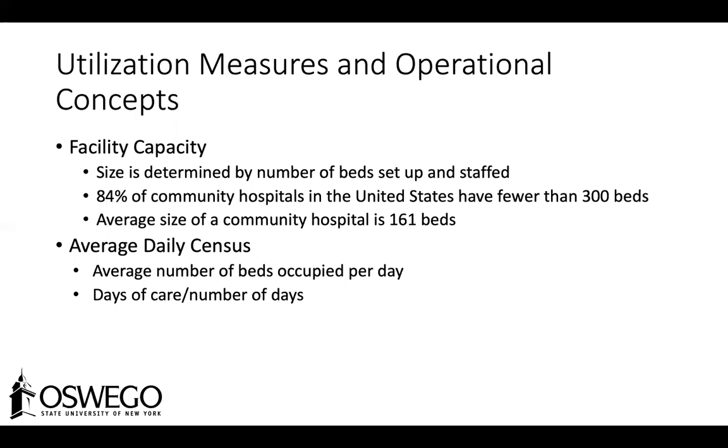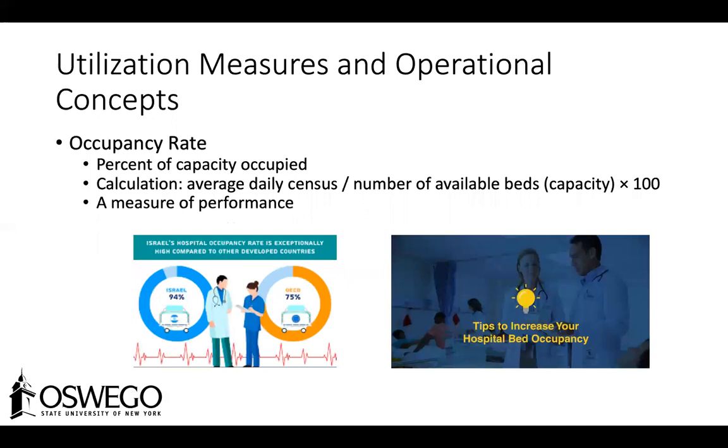Average daily census is something that is usually discussed on a daily basis at most facilities. It is the average number of beds occupied per day. So these are basically the days of care over the total bed days available in a facility. This corresponds very much to occupancy rate, which is basically the percent of capacity occupied. We're going to be doing this annually. The basic calculation, if you did this on a daily basis, is you could look at your average daily census. How many patients were admitted into your facility, and how many available beds do you have? That's a really easy way to calculate it.